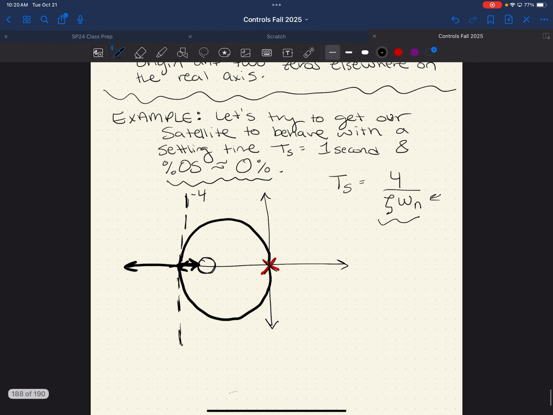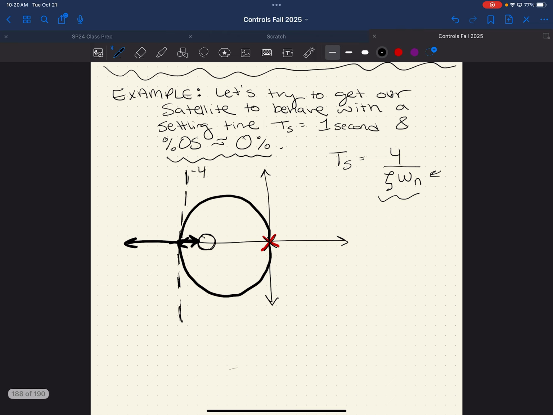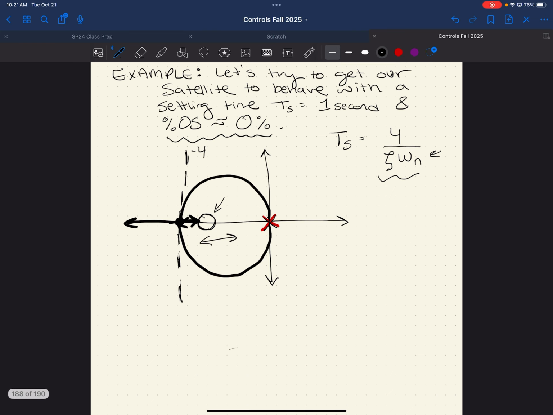Okay, and then we also need to figure out where we should put the 0 such that the break-in point, where it is critically damped, is at the same spot where my settling time is the value that I want. So I need to figure out where this 0 needs to go such that the break-in point is at -4. How do you think I might choose that? We actually can go back to our magnitude criterion.